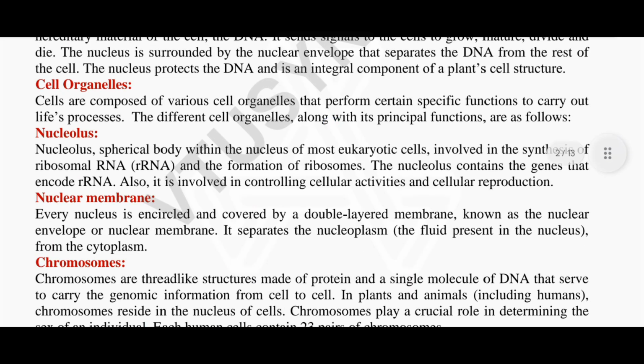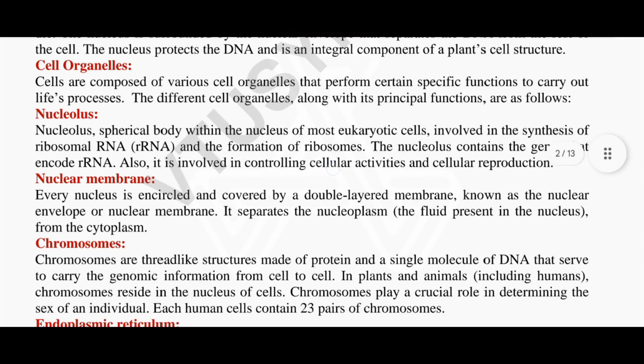Cell organelles. Cells are composed of various cell organelles that perform certain specific functions to carry out the life processes. The different cell organelles along with their principal functions are as follows. Nucleolus. Nucleolus is a spherical body within the nucleus of most eukaryotic cells, involved in the synthesis of ribosomal RNA, rRNA, and the formation of ribosomes. The nucleus contains the genes that encode our RNAs. Also, it is involved in controlling cellular activities and cellular reproduction.